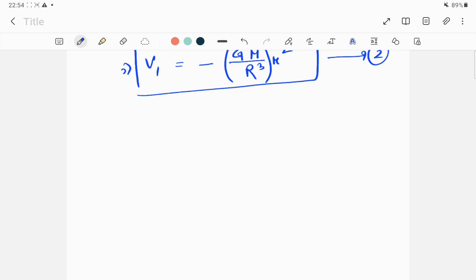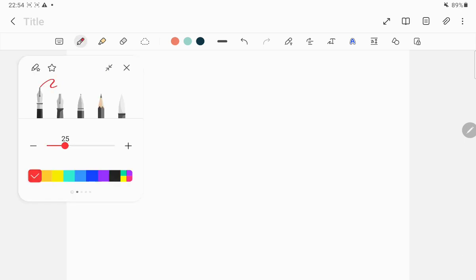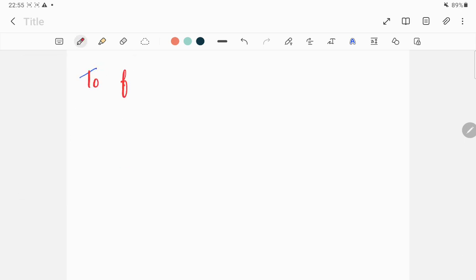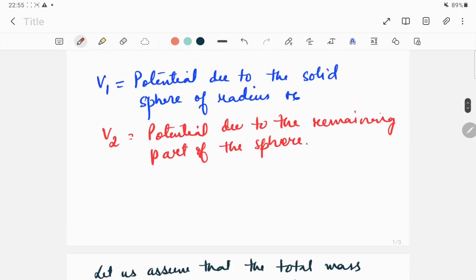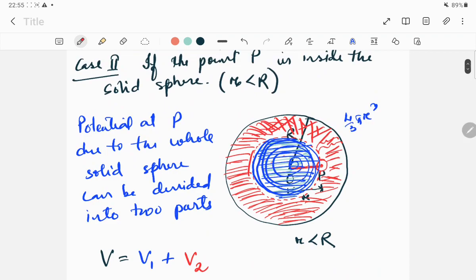Okay, so now to find the value of V2, I will change my colors. So this is a color now. What was V2? If you remember, V2 is the potential at the point P due to this shaded region, this red colored region. What is the speciality of this? This is the remaining part of the sphere.